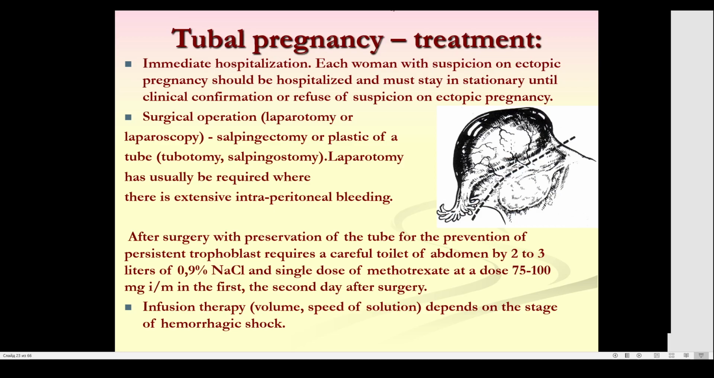Tubal pregnancy. What treatment? Immediate hospitalization. Each woman with suspicion of ectopic pregnancy should be hospitalized and must stay in the stationary until clinical confirmation or refusal of suspicion of ectopic pregnancy. Surgical operation. It's laparotomy or laparoscopy. And what types of operation? It's salpingectomy or plastic of a tube, such as tubotomy or salpingostomy.